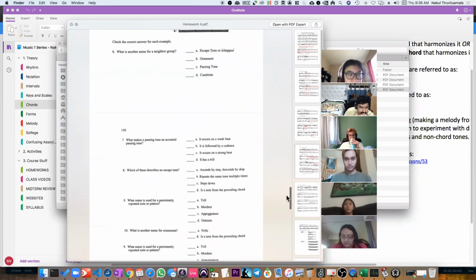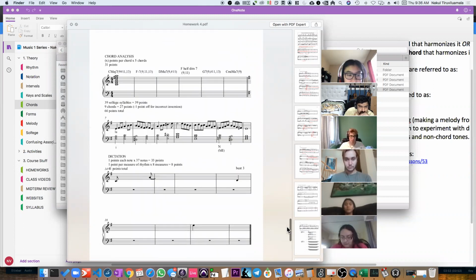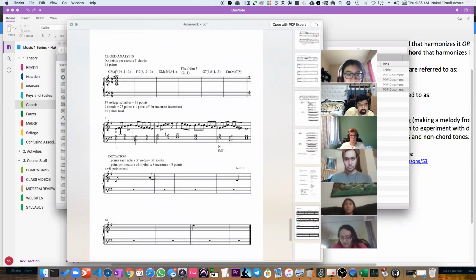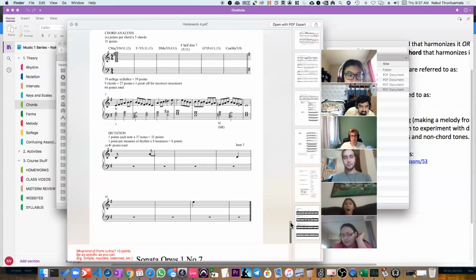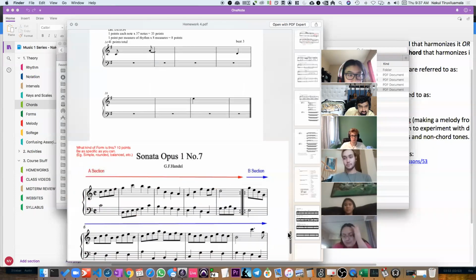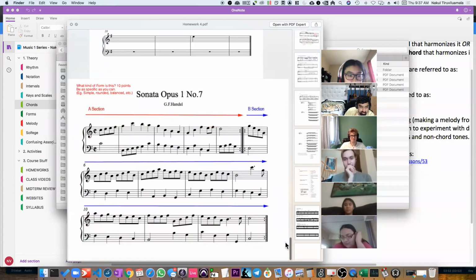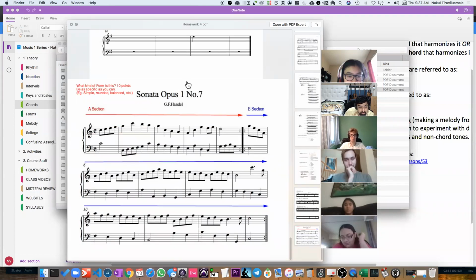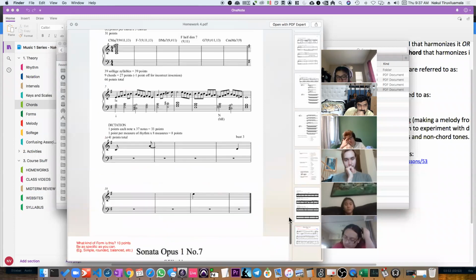The second part is a few chords to analyze, a few solfeggios to write in, a few more chords to analyze, and dictation. And last but not least, you have this small form right here, and you basically write what form it is and be descriptive, using 5 words or at least 3 words to describe it. You could describe this in 3 words. And yeah, that's that.